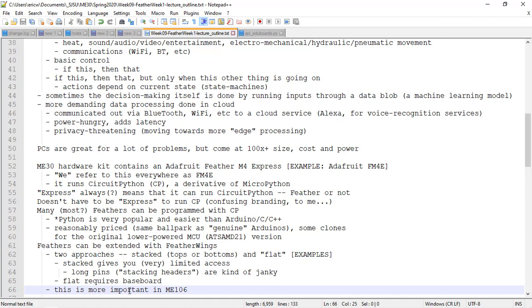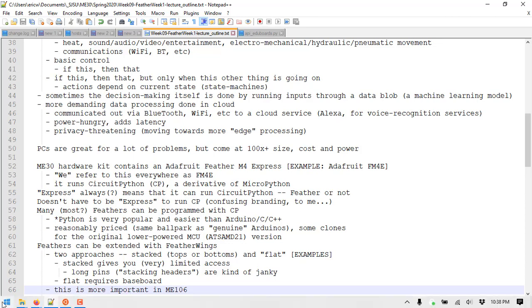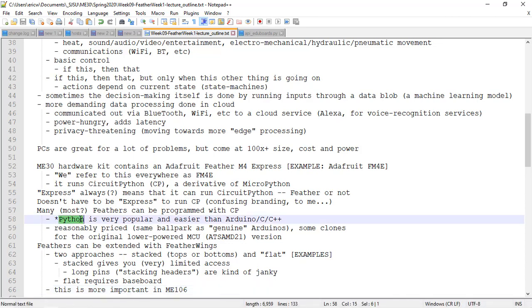So most Feather boards, so Feather is that size of board, that shape of board, most Feathers can be programmed in CircuitPython. CP is short for CircuitPython. So we're using Python for a lot of reasons, but the primary one is it's a very popular language right now, and it's significantly easier to use than what we used before, which 10 years ago was significantly easier to use than what back then only double E's and compies were using to do embedded systems.